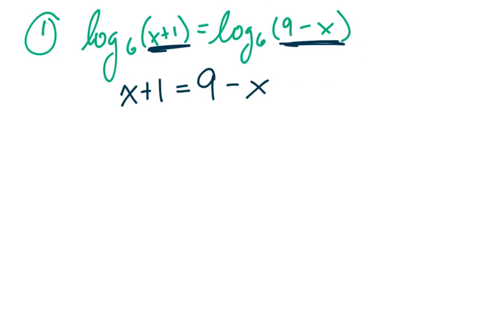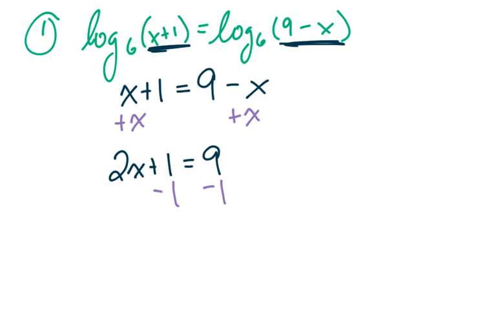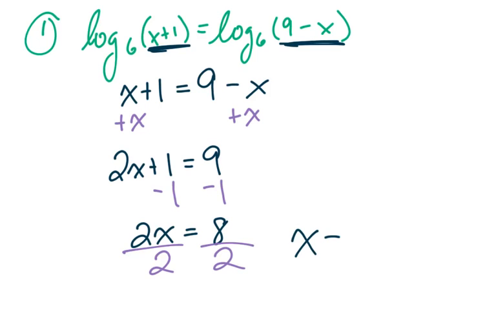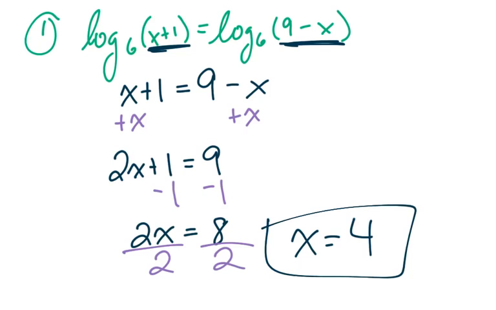And now we have an Algebra 1 problem where we want to get the x's on one side. So I'm going to add x to both sides. And then we want to get the numbers to the other side. And then we can solve for x, and we're going to get x equals 4. And that's our final answer for this one.